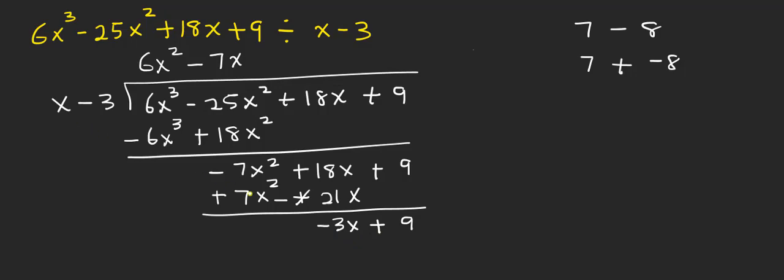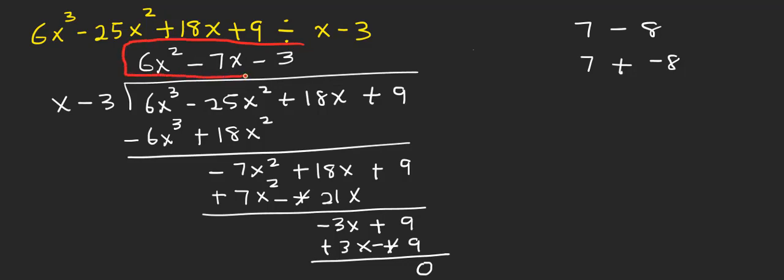Repeat the process again. x times what is negative 3x? That's negative 3. So distribute, you end up getting negative 3x plus 9. You want to subtract, so we're going to add the opposite of these two, which is positive and negative. Add them up, you get 0. So therefore, we have no remainder in this case. So our answer is 6x squared minus 7x minus 3. That'll be the answer to this division problem.